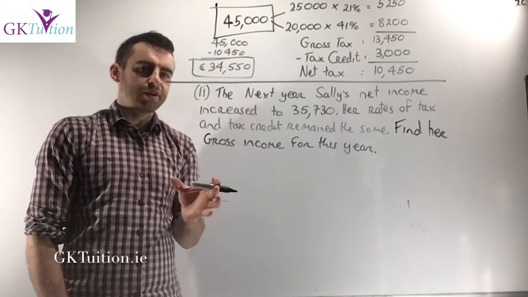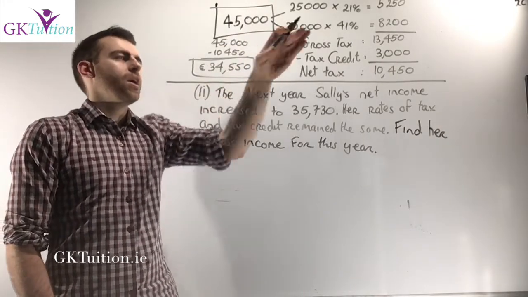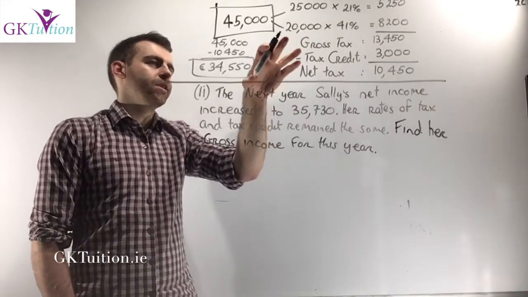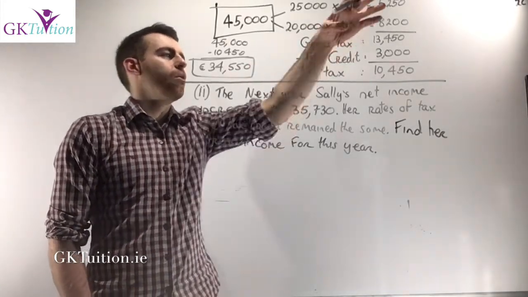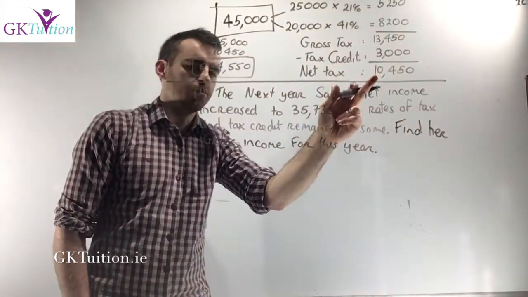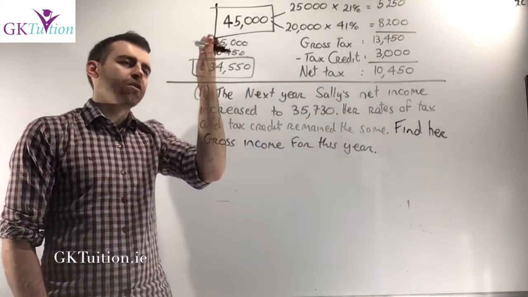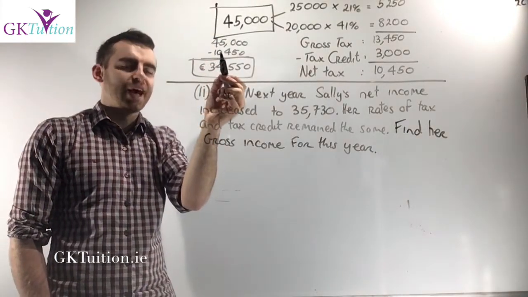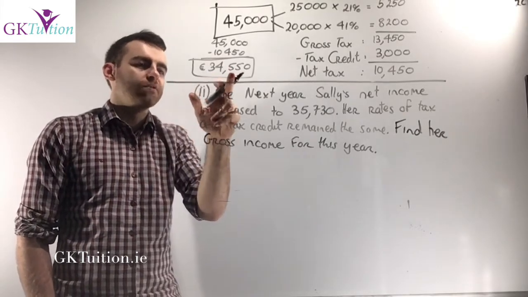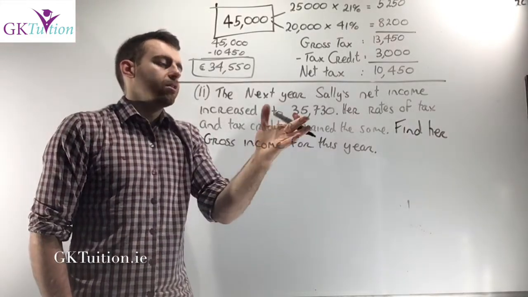We worked out in part 1 that she earned 45,000. On the first 25,000 that she earned, she was going to pay 21% tax. On the remaining 20,000, she was going to pay 41% tax. We added those together and we got 13,450. We subtracted her tax credit and worked out that her net tax was €10,450. If we take her gross income, 45,000, minus her net tax, it told us that her net income was €34,550 the previous year.